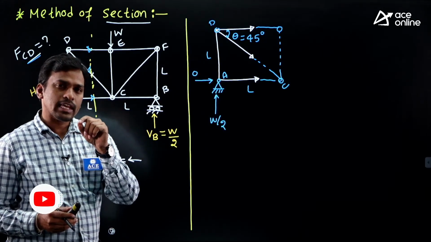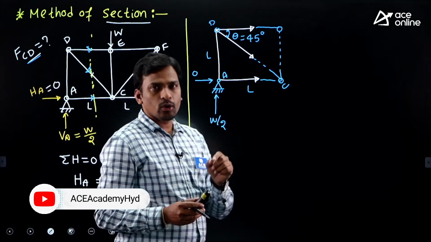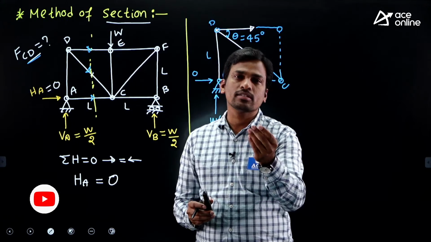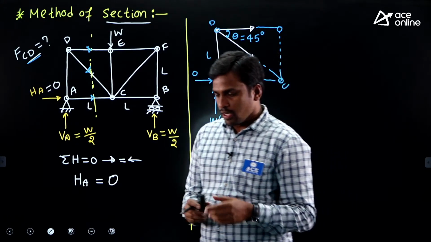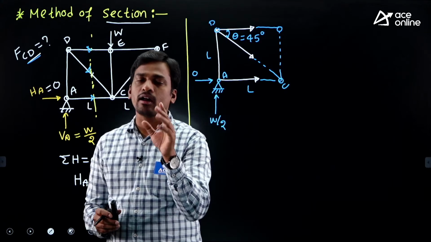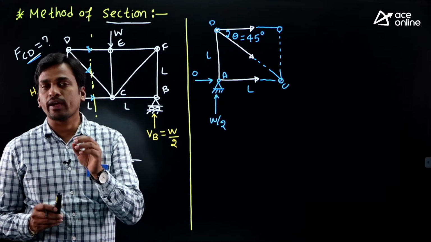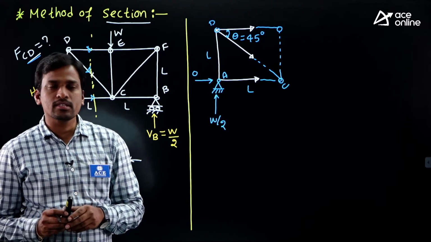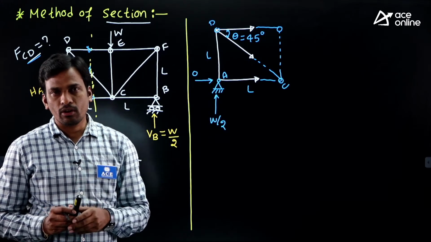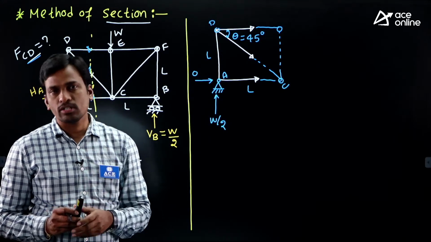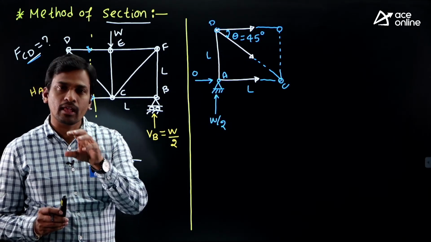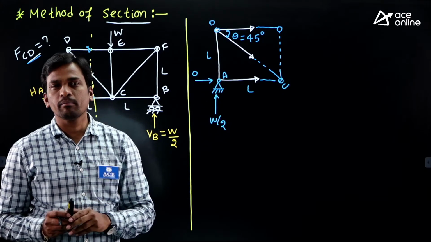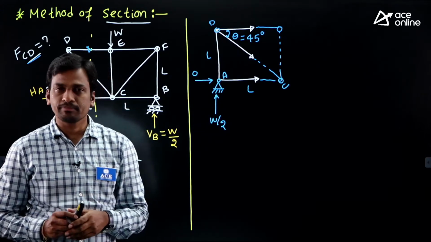To save time in the examination, here I'll give one hint. For which member, which equilibrium equations are preferable? Students, if I ask you to find the force in a horizontal member, preferable equilibrium equations are sigma H equals 0 and sigma M equals 0. No need to try sigma V for a horizontal member, it is a waste of time in the examination.